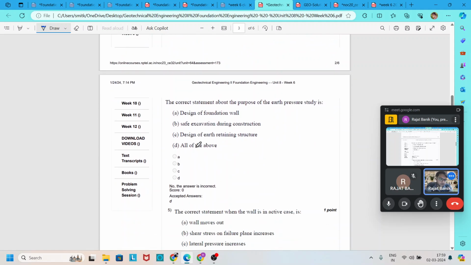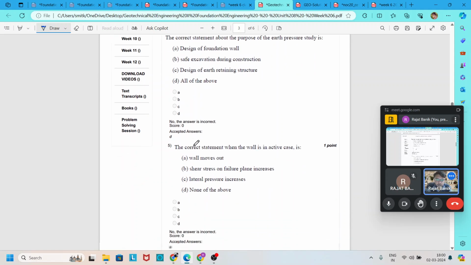Then question number 4, to find out the correct statement about the purpose of the earth pressure study. The first option, design the foundation wall, is correct. Safe excavation during construction is also correct. Design of earth retaining structure is also correct. So all of these options are correct, and the correct option is option D, all of the above.